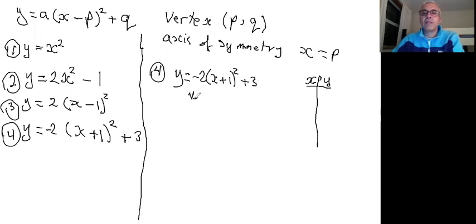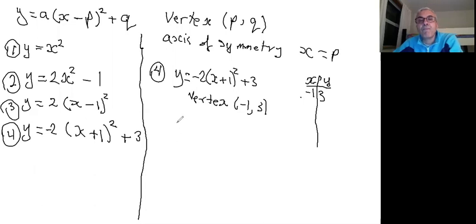So first thing is vertex. Vertex is P and Q. P is -1 and Q is 3. So the vertex is -1 and 3, right there. Axis of symmetry is x equals -1.